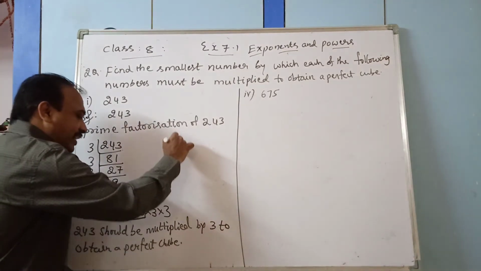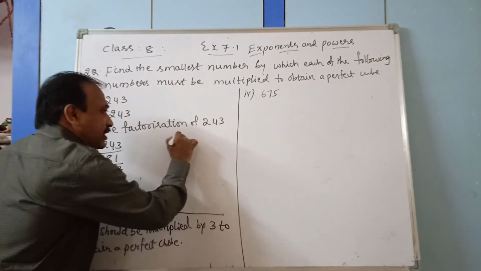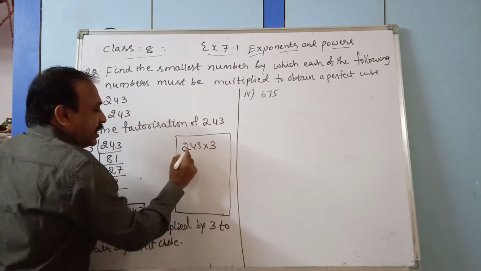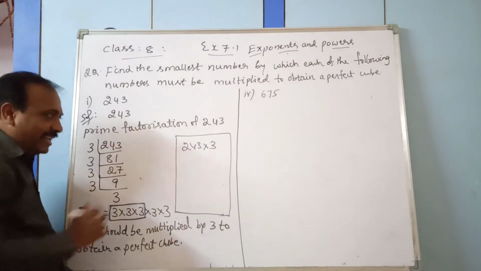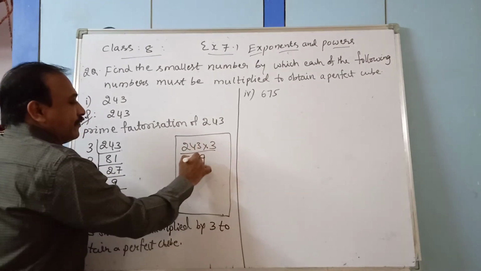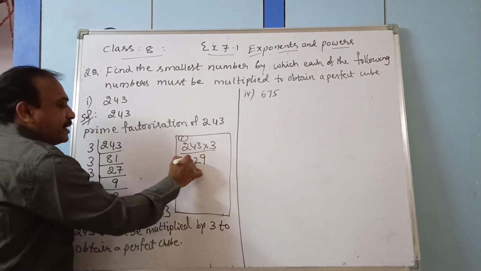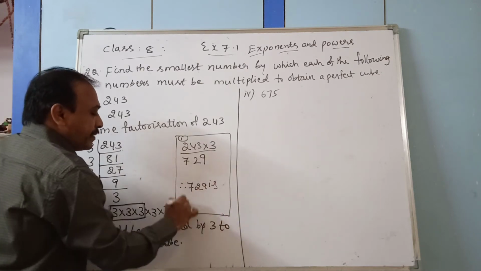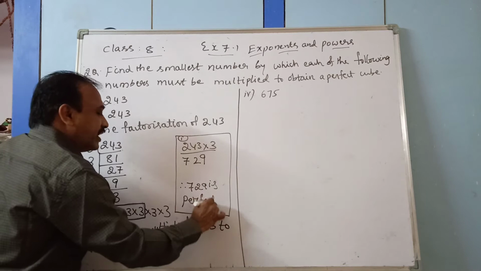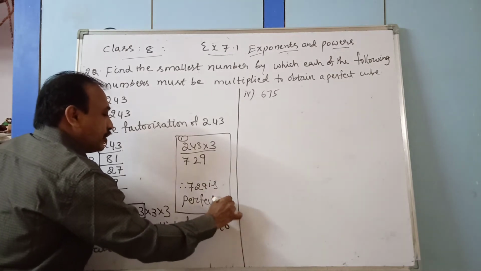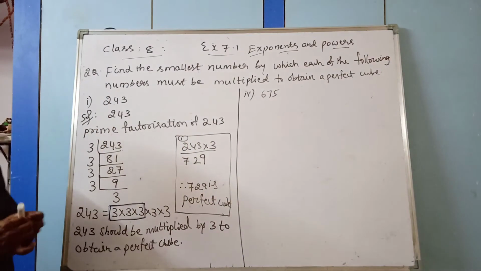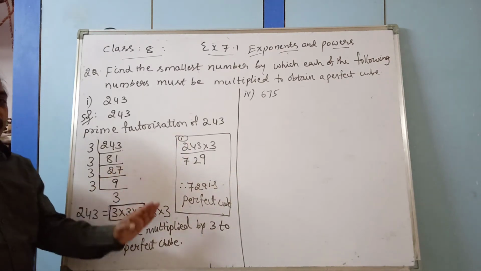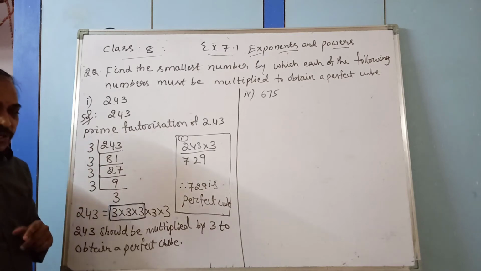Let me check it. 243 into 3: 3 threes are 9, 3 fours are 12, 3 twos are 6 plus 1 is 7. Therefore 729 is a perfect cube. He didn't ask you to write this number, but I am explaining it. 243 is not a perfect cube.